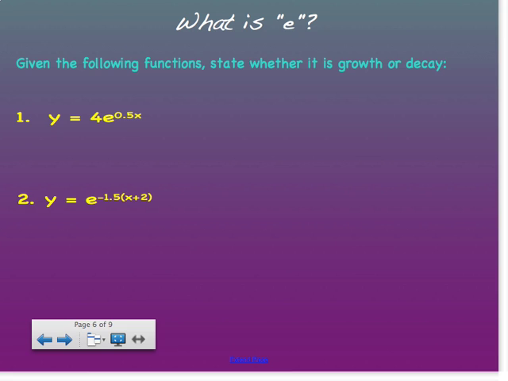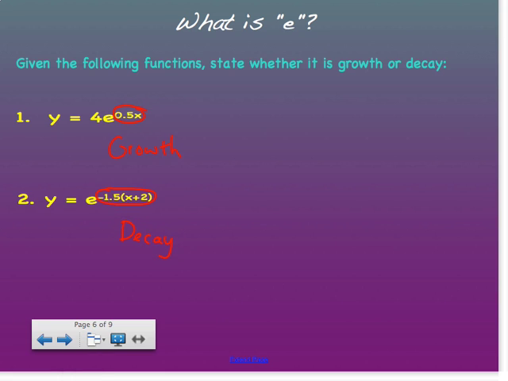Now, tell me, if I look at these two, which ones are growth and which ones are decay? As you look at number one, my focus is going to be looking directly at the exponent with e. So I have e raised to the 0.5x. If I raise e to the 0.5x, I think that's positive. I think this shows growth, because of that 0.5x, it's positive, it's going to show growth. Conversely, if I look at number two, you can see it's e raised to the negative 1.5 times x plus 2. If that's the case, I think that's a negative exponent, and so I think this shows decay.